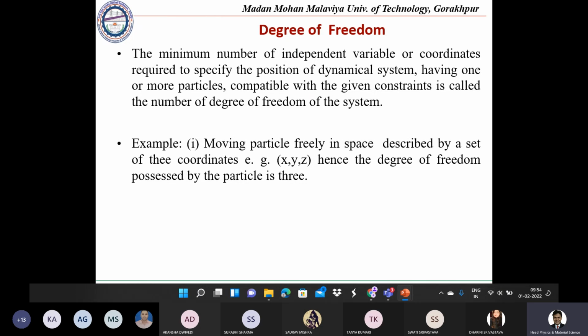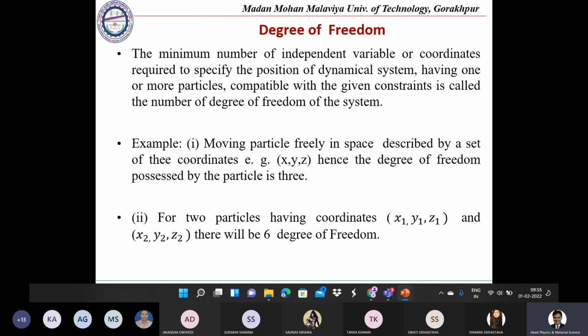So I think have you clarity for this or not? Anybody have any problem to understand this one? Okay. No, sir. Let us have the second example.